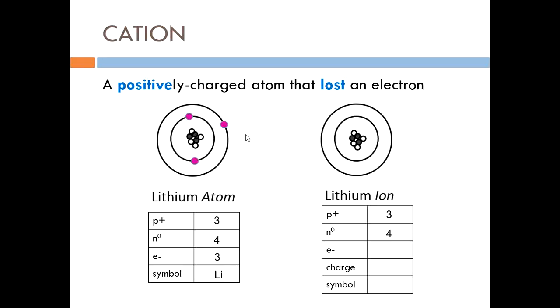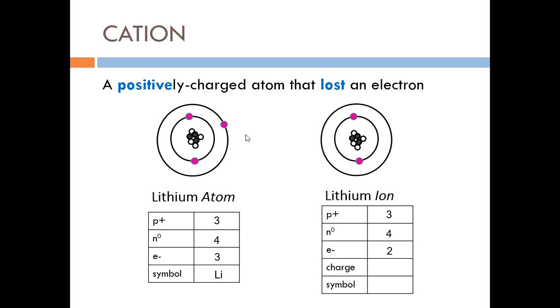If it loses 1 electron and it originally had 3, how many does it have now? It has 2. So go ahead and also draw 2 electrons around your atom there. Once it loses that electron, we now call it an ion, a lithium ion.